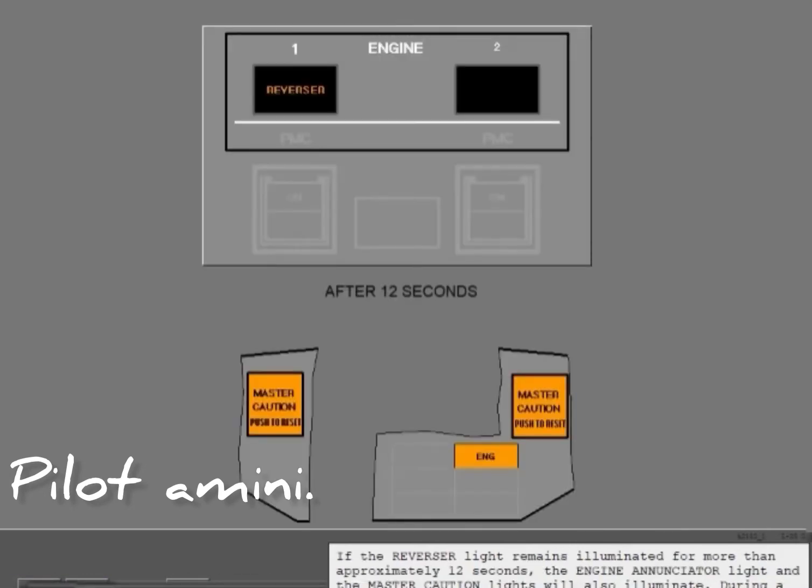If the reverser light remains illuminated for more than approximately 12 seconds, the engine annunciator light and the master caution lights will also illuminate. During a normal landing, the reverser lights will illuminate when the thrust reverser system is commanded to stow and extinguish 10 seconds later when the reverser sleeves are fully stowed and the isolation valve closes.